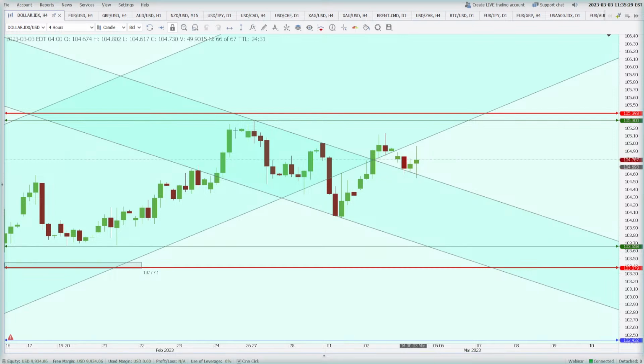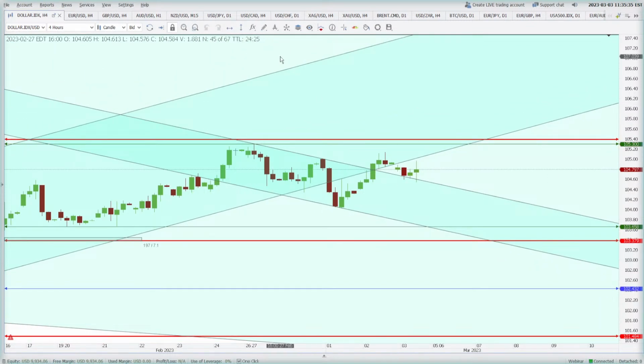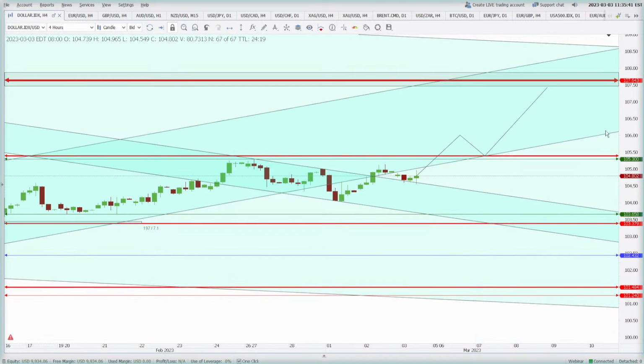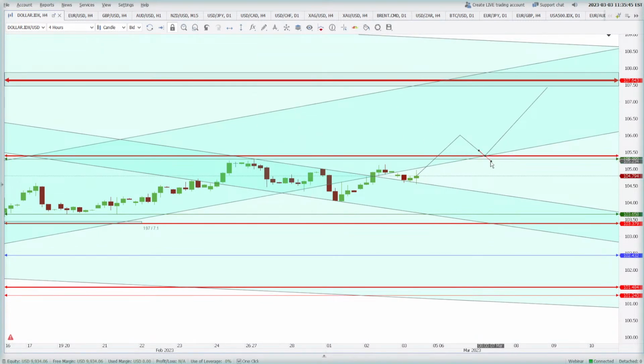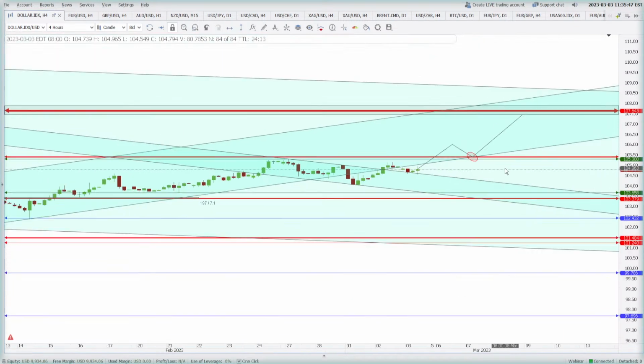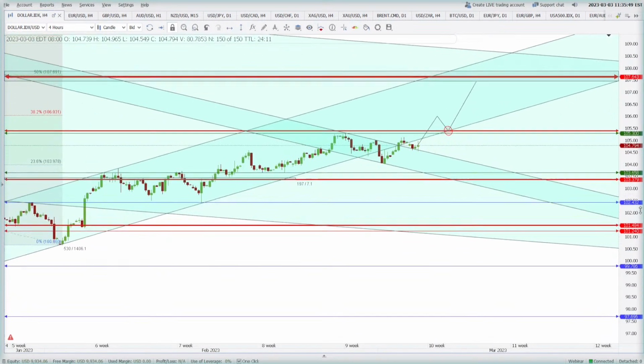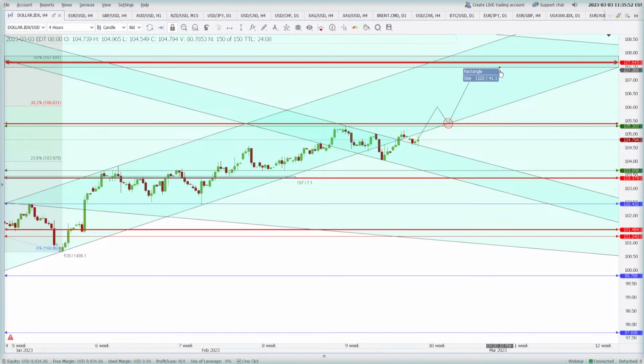Once this pullback is over, the price will head back to the 105.39 area, and if it breaks above that, then we can expect a price action something like this. And this is actually what we are looking for. We are looking for a buy above this with the target here, or in other words, you can say we are looking for a sell around 107.64.